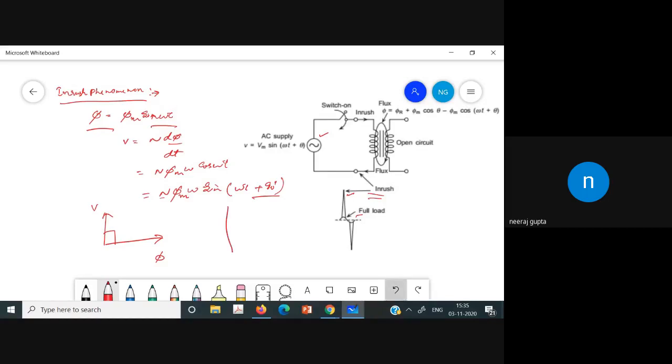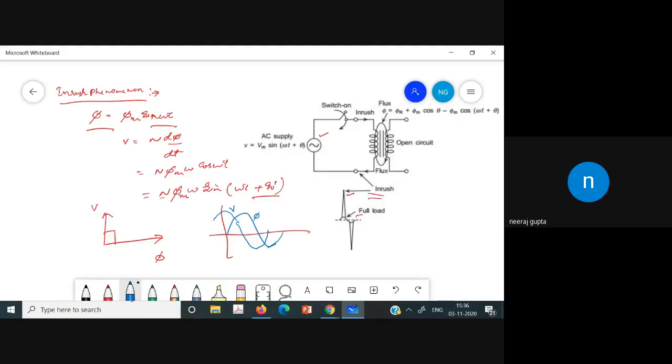And in terms of the waveforms, if we want to draw the waveforms of that, then this is the flux waveform phi, and this is the voltage waveform V. So in this case, what you see is that the flux lags the voltage by an angle of 90 degrees.